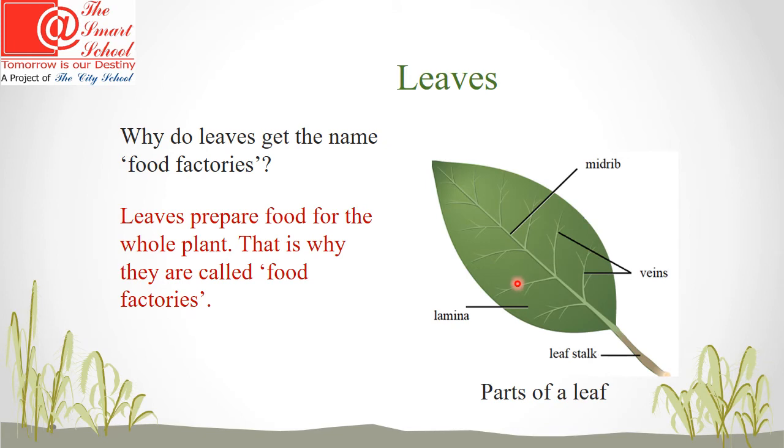Here is a picture that shows the outer parts of a leaf. This is leaf stalk by which the leaf gets connected with the stem. This is the midrib, the central line passing through the leaf. These are the veins, and this part is called as lamina.